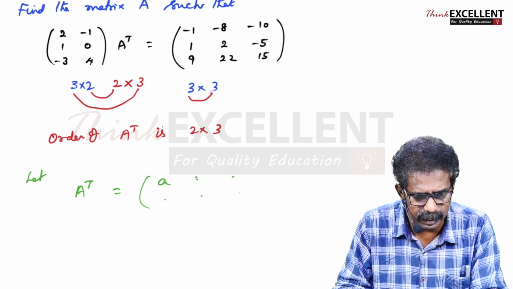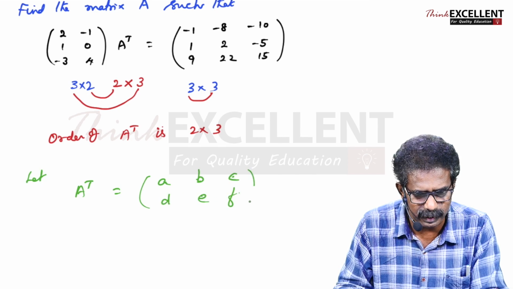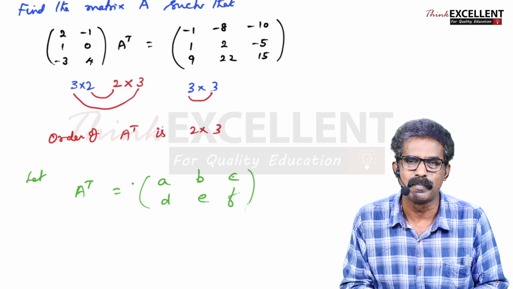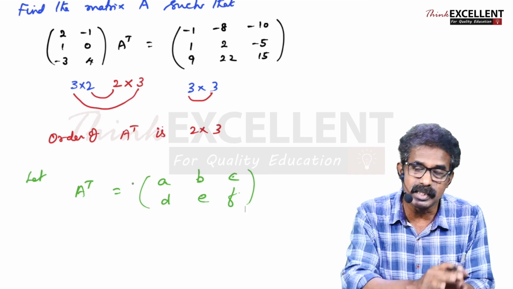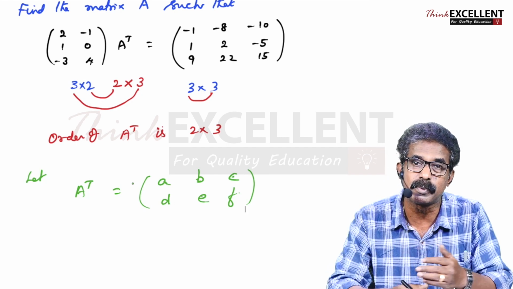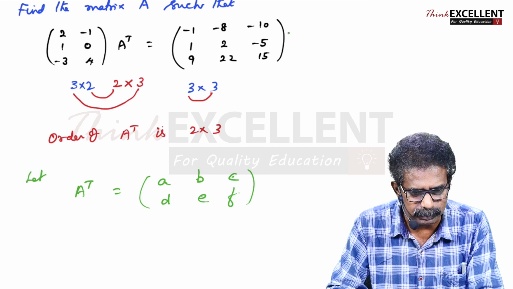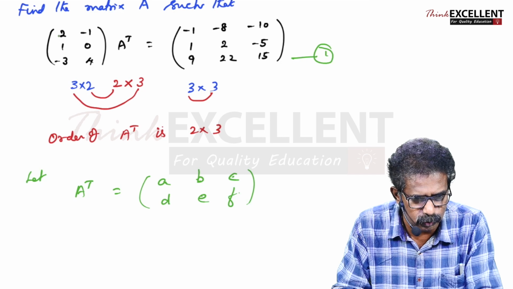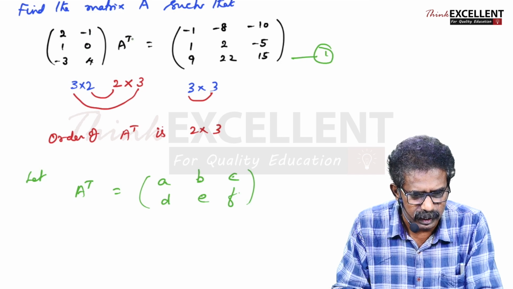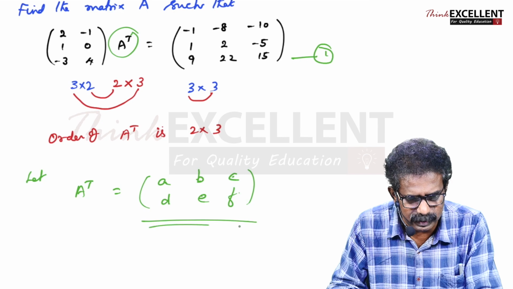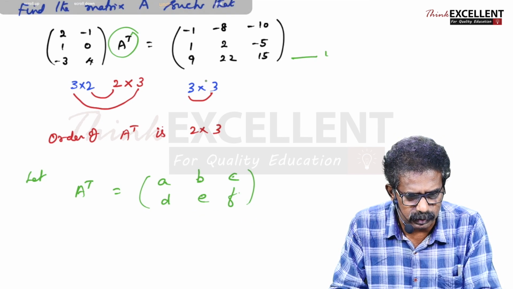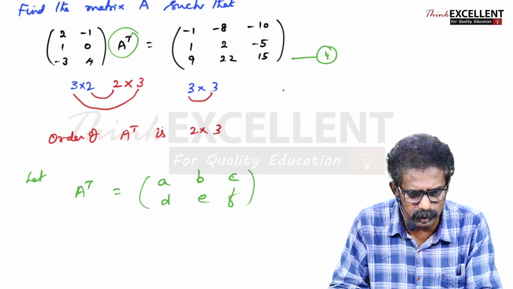So I'm taking A, B, C, D, E, F. Okay, so this is A transpose. Now I have to find A, B, C, D, E, F and all, right? Then you substitute here. This is A transpose, then A means you take the transpose of that, right? Now I'm substituting all this in the first equation. The first matrix is [2 -1; 1 0; -3 4]. Instead of A transpose, you write this A, B, C, D, E, F, right? And the right side is the same as that, -1, -2. So we are substituting in the first equation.